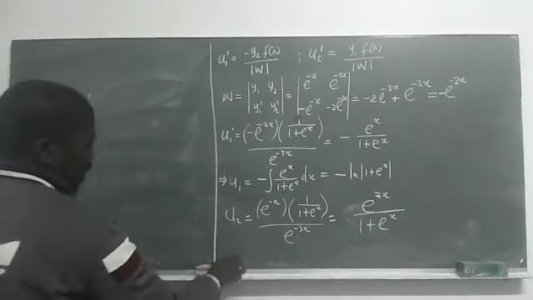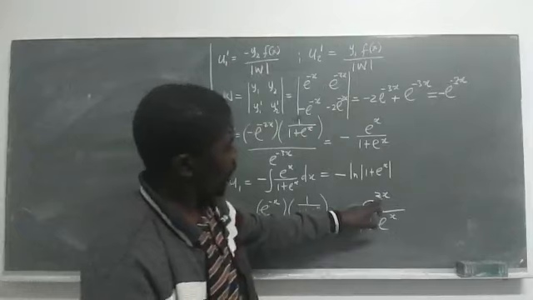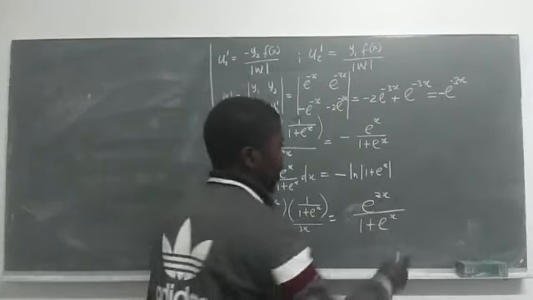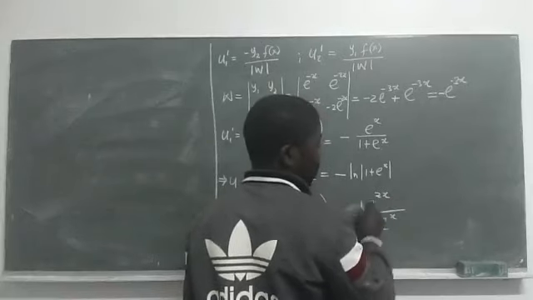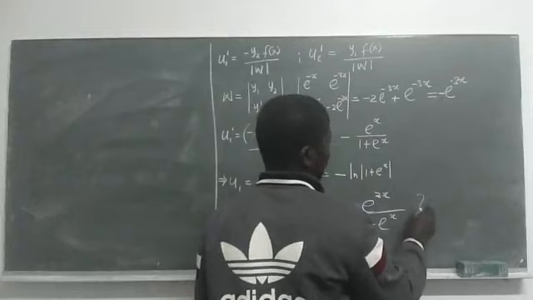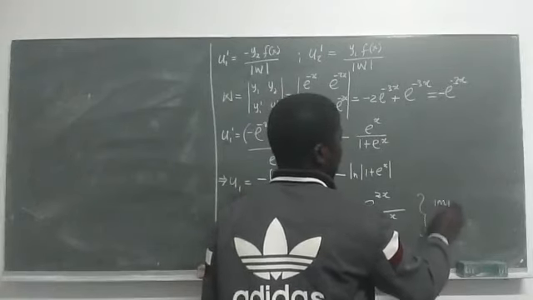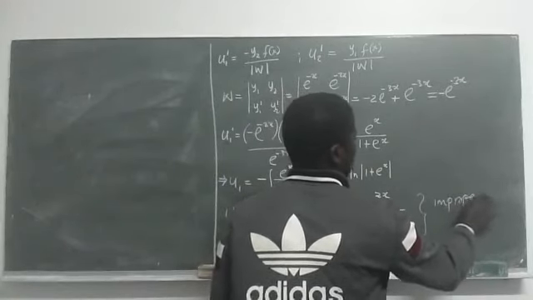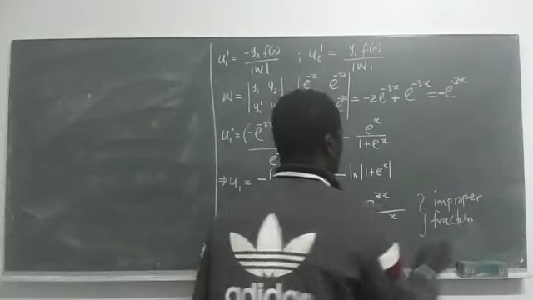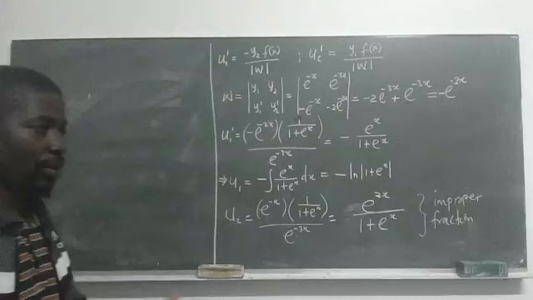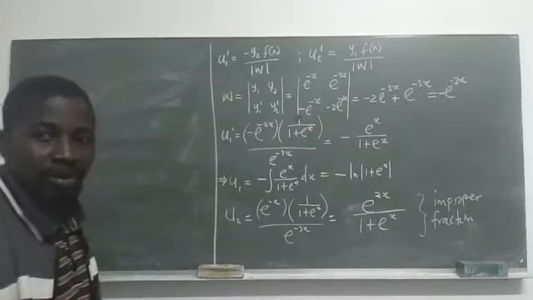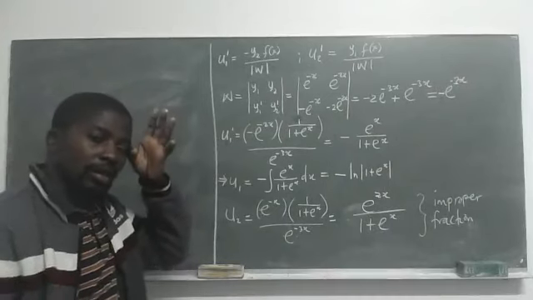I noticed that this power that sits on top is bigger than the power in the denominator, and therefore if the numerator is bigger than the denominator, we end up with an improper fraction. So first of all, I should try to simplify that, split it and get a mixed fraction, and then I can now integrate the mixed fraction.